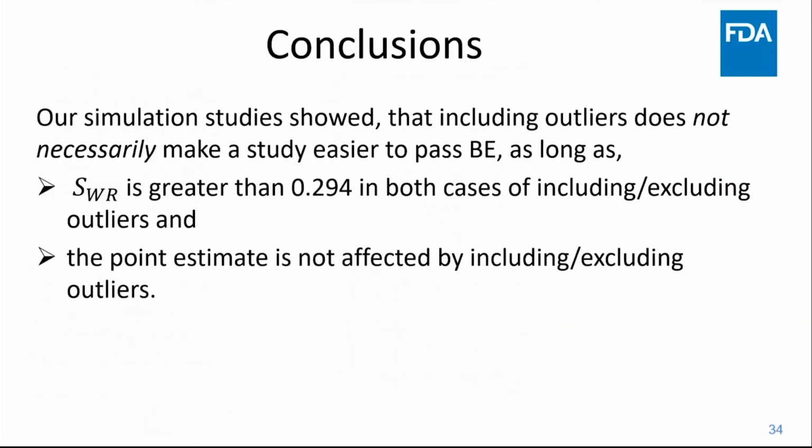Concluding here, our simulation study shows that including outliers does not necessarily make a study easier to pass bioequivalence, as long as SWR is greater than 0.294, in both cases of including and excluding outliers, and that the point estimate is not affected by including or excluding outliers. I would like to also add that for all these simulation studies, we assume that the outliers are coming in an approximately balanced way from both the test and the reference distribution. Our research has shown that the results change when we have outliers coming primarily from the test or the reference distribution.